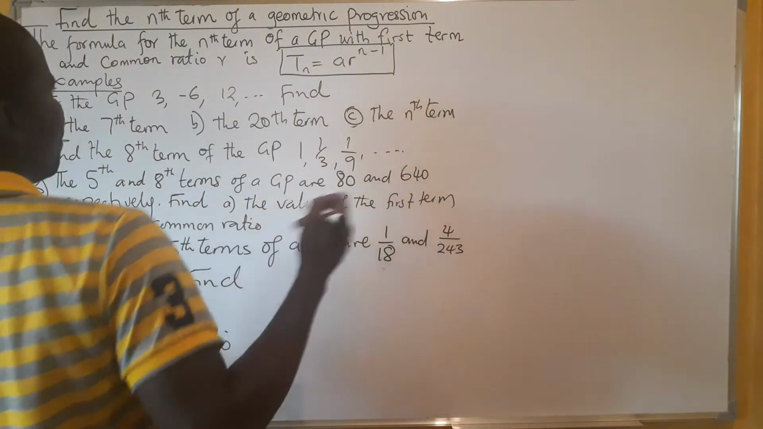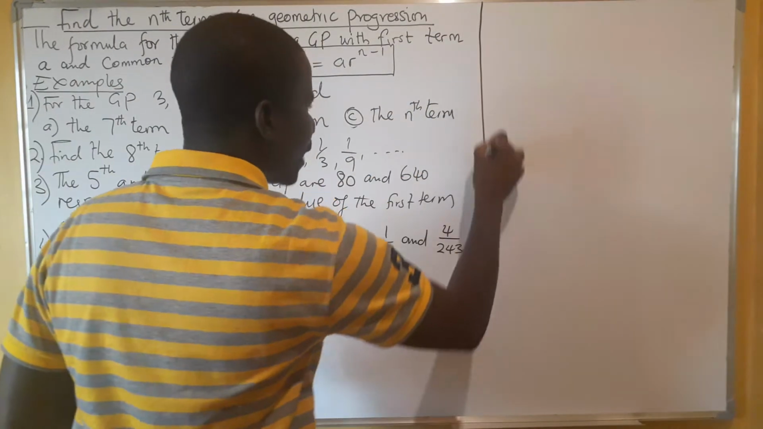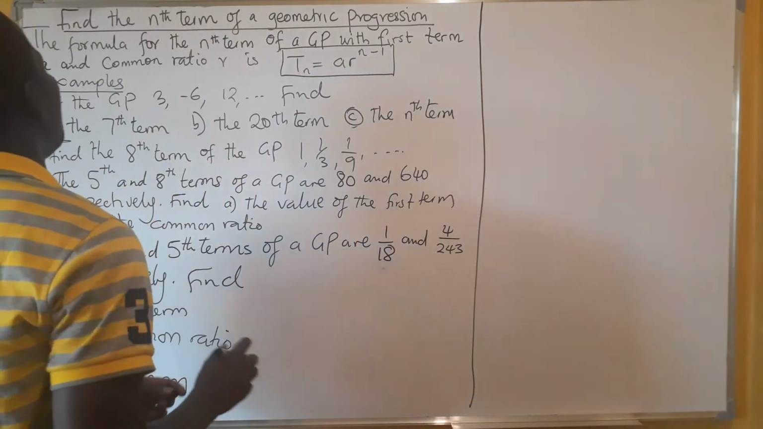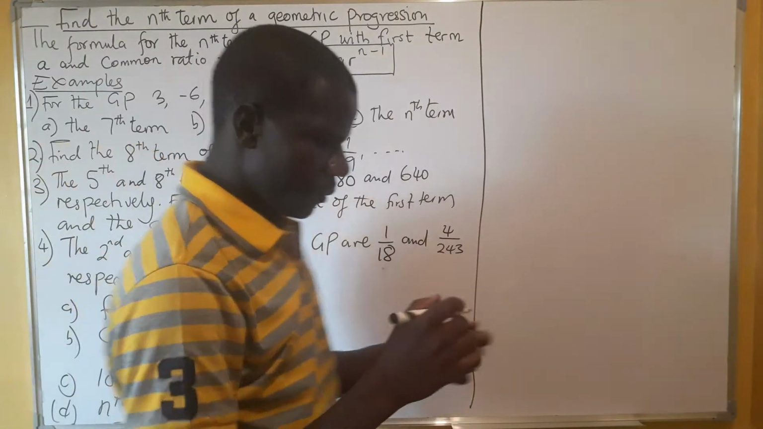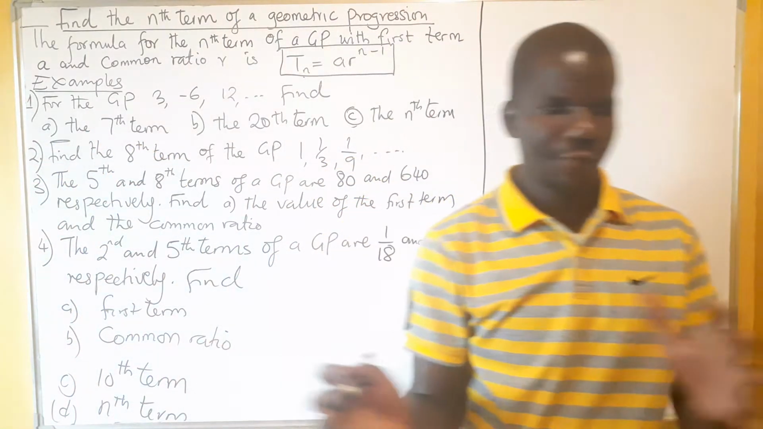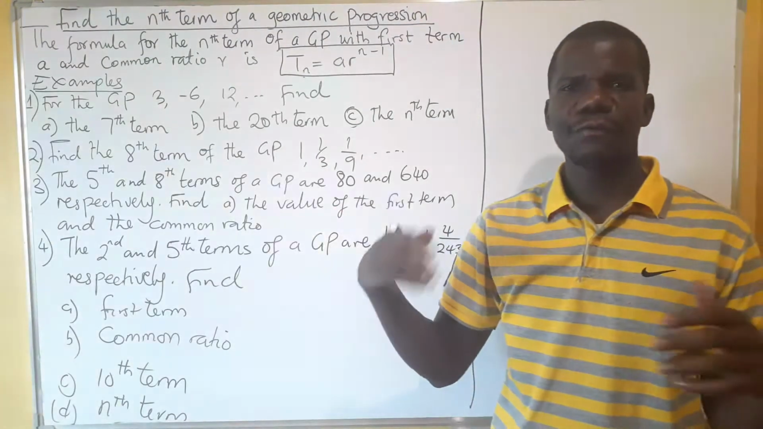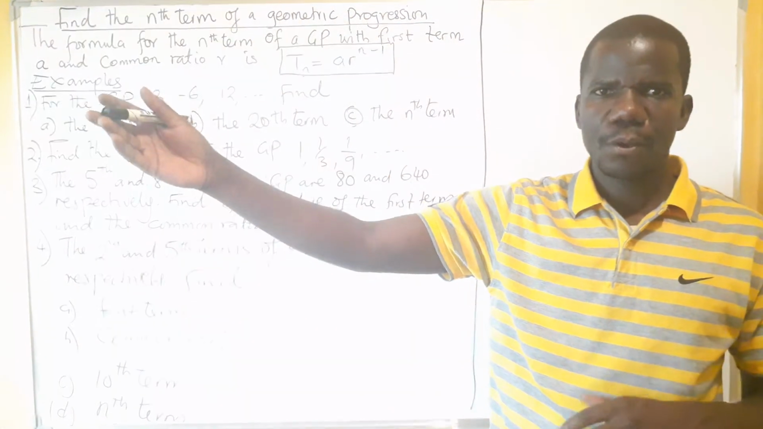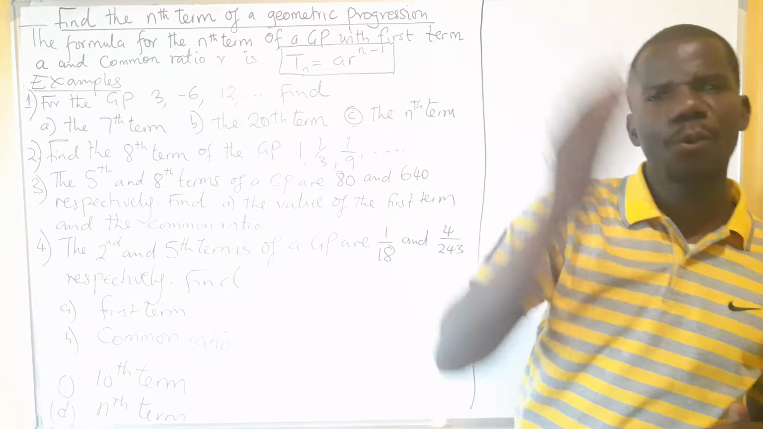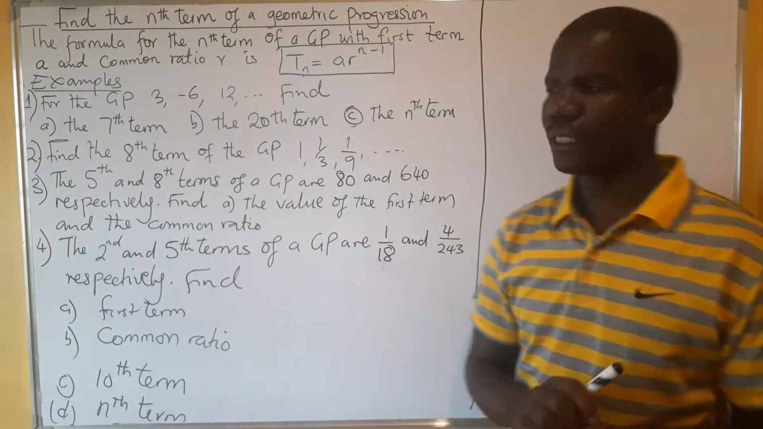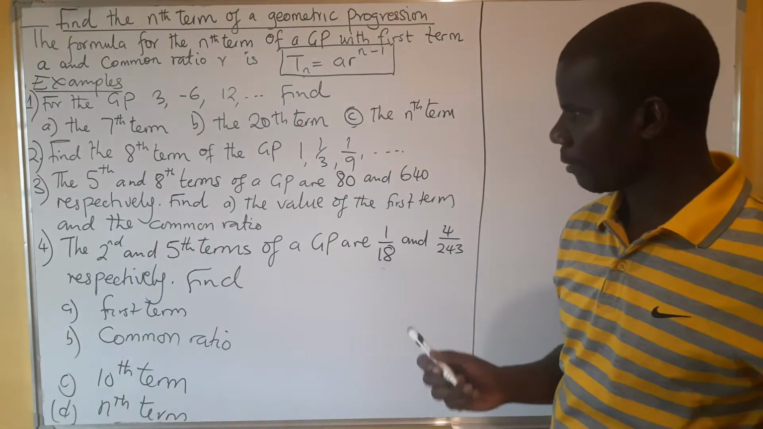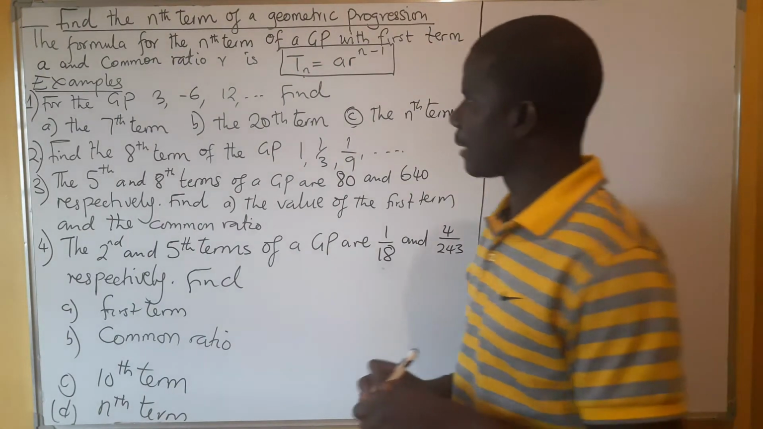So now we can get back to what we are supposed to do. This formula is what we use to find the nth term. If they give you the first three or so terms, then they tell you to find the 30th term, we cannot begin multiplying one after the other. No, this formula gives us the shorter method of getting to that.